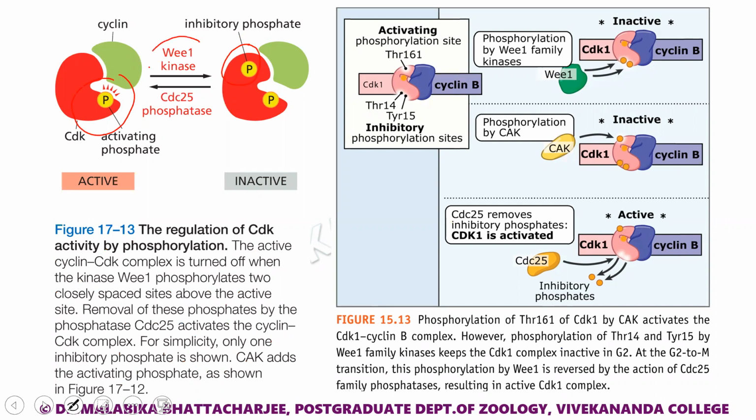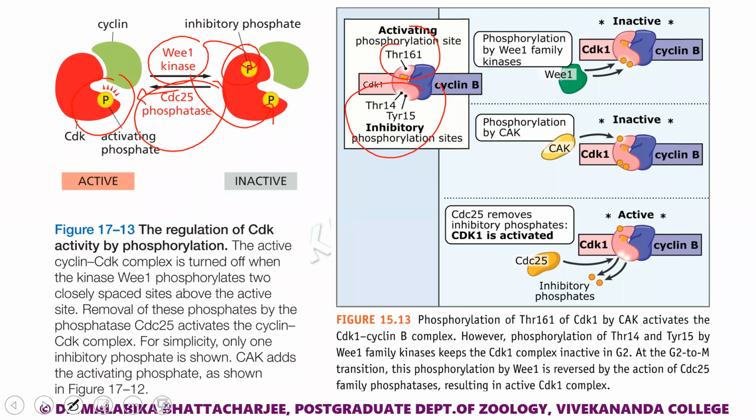When there is this kinase enzyme, it adds phosphate to both the inhibitory site and the activating site. When we have the phosphatase enzyme active, it removes, as you can see by the arrow, the inhibitory phosphorylation. So on the right side, they have shown this picture. You can see the activating phosphorylation at threonine 161 and the inhibitory phosphorylation.